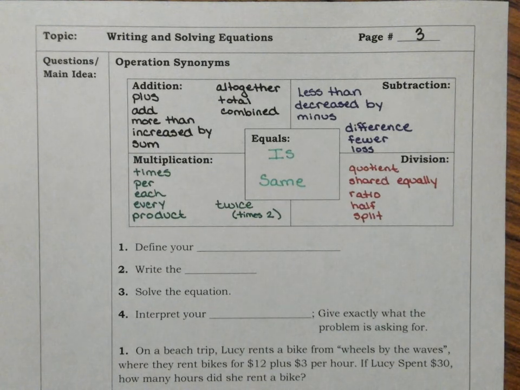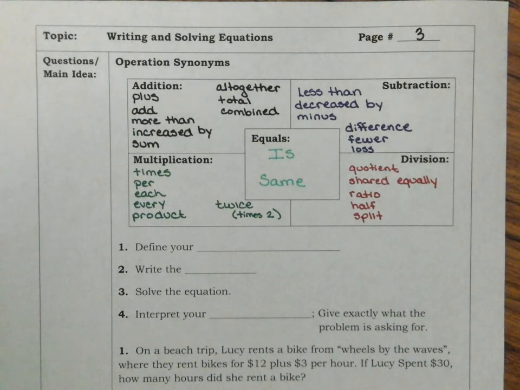So at the top of your paper, we have different synonyms that you will find in word problems that mean addition, such as plus or add, more than, increase by, sum, altogether, total, or if it says combined, usually you're adding. And these are just some of the words that you might see. There could be other words for any of these that mean the same. For subtraction, we have less than, decrease by, minus, difference, fewer, or loss.